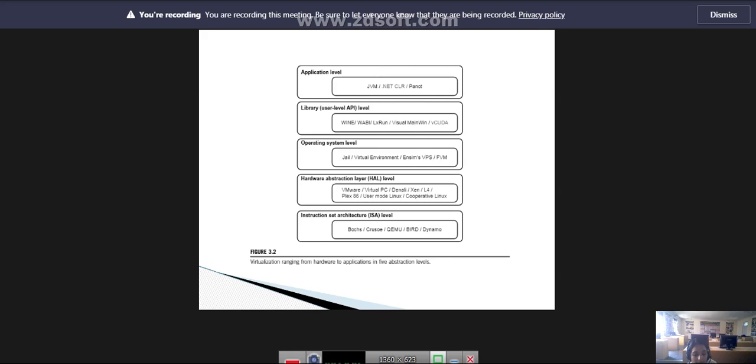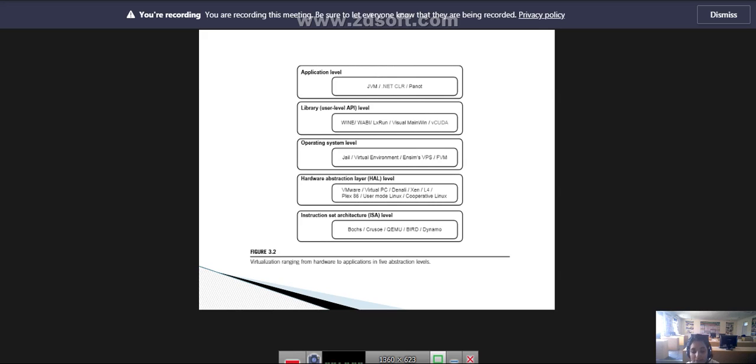Other forms of application level virtualization are known as application isolation, application sandboxing, or application streaming. The process involves wrapping the application in a layer that is isolated from the host operating system and other applications. The result is an application that is much easier to distribute and remove from user workstations. This is called the user application level.